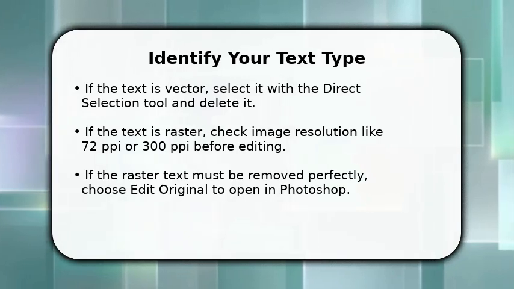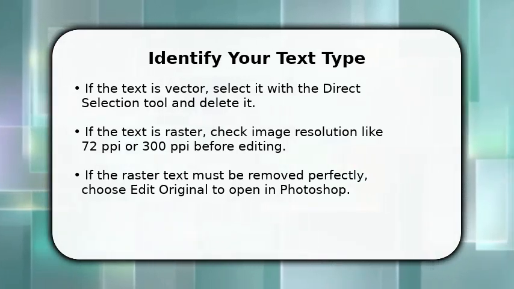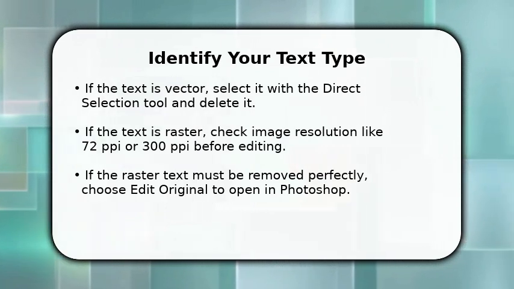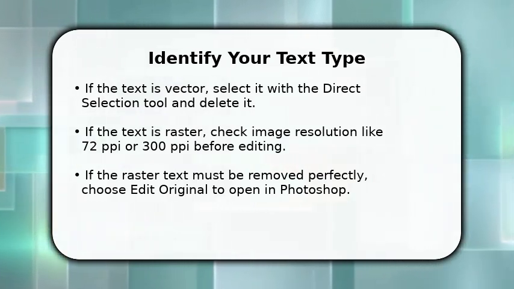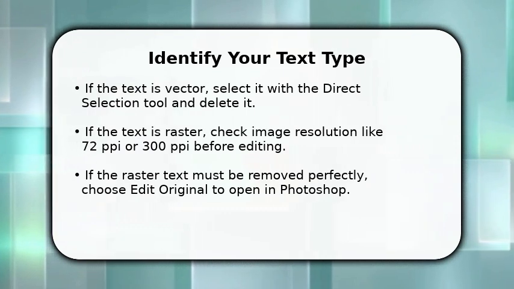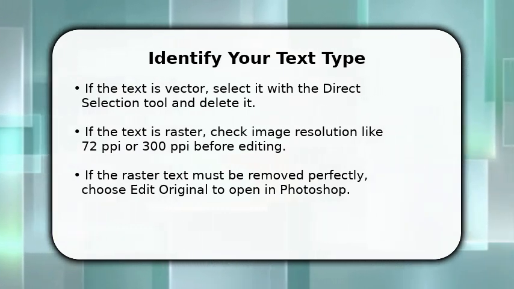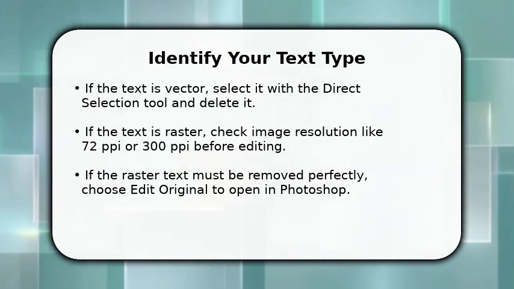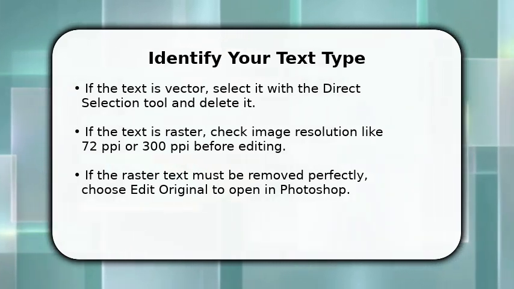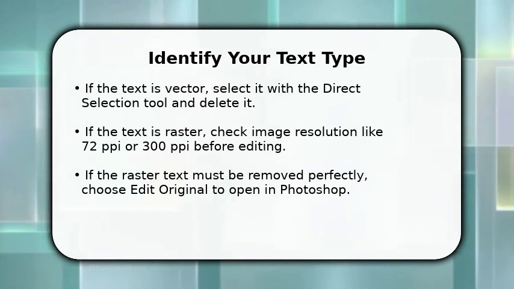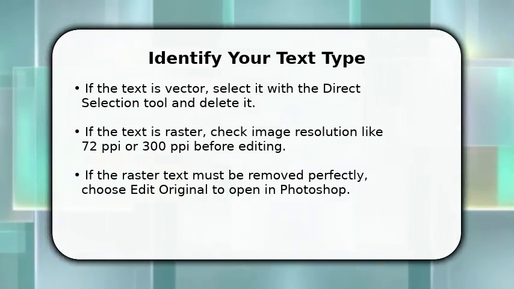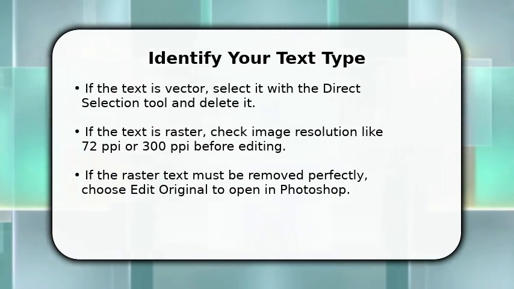First, determine whether the text on your file is vector or raster. Open the layers and use the direct selection tool to click the text area. If the text highlights as paths or anchor points, it is vector and easy to remove. If the text sits inside a placed image, inspect resolution metadata like 72 ppi or 300 ppi. If you need pixel-perfect removal, right-click the image and choose Edit Original to open it in Photoshop for content aware.